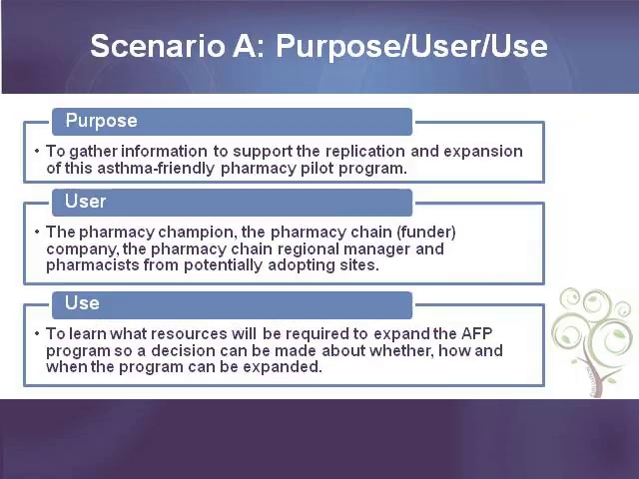Purpose, user, use: gather information to support replication and expansion. The users: the champion, the company that's trying to decide if it wants to expand, the regional manager, and of course the pharmacist at these individual sites we're trying to expand to. What's the data going to be used for? To figure out what resources we need and make a judgment call on whether these resources are doable or too extensive to warrant the expansion.